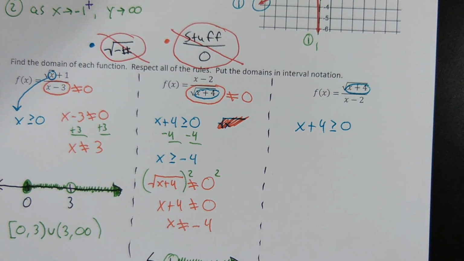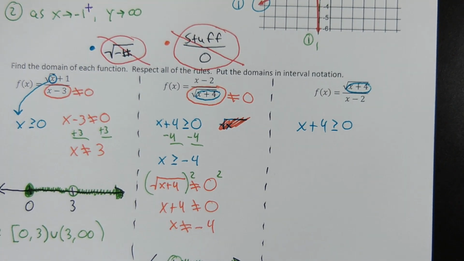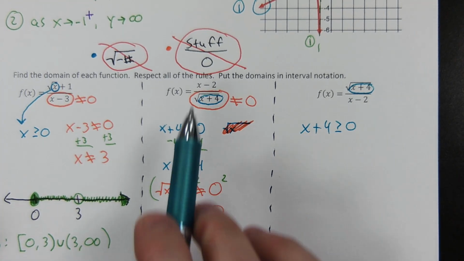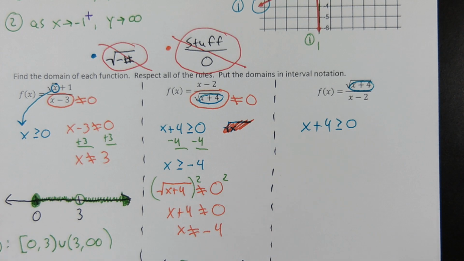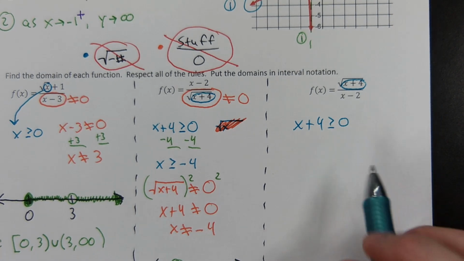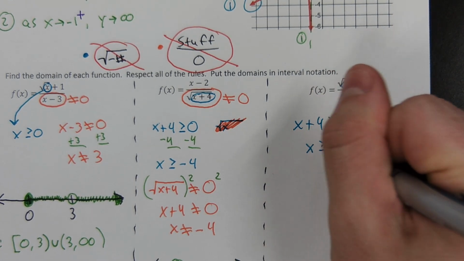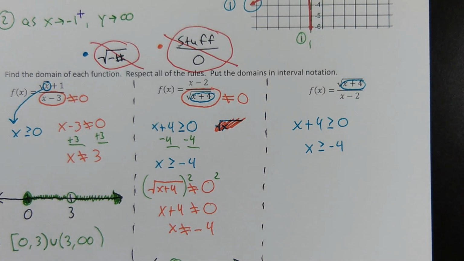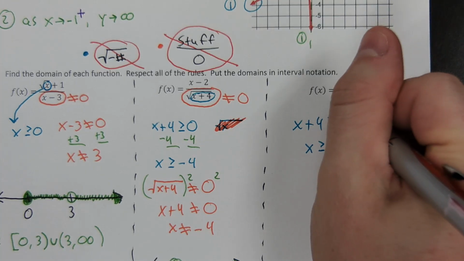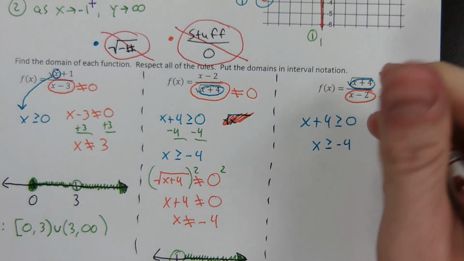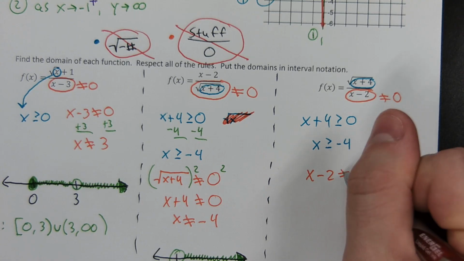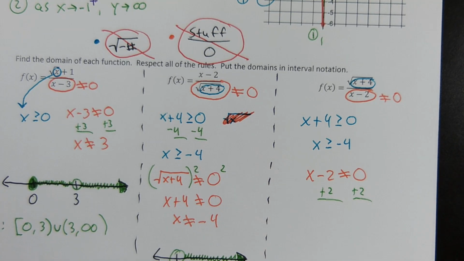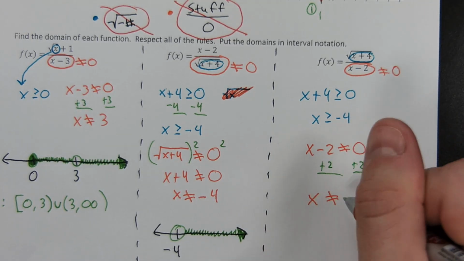Is it a problem if x plus 4 equals 0 this time? No, it's not. Why? Because it's the top of a fraction. There are no rules about the top of a fraction. Look, I can put any stuff up there I want. But if you subtract this 4 from both sides, you once again get x is greater than or equal to negative 4. We have to respect the fact that we have a fraction as well, and down here better not be equal to 0. So x minus 2 cannot be 0. If we add this 2 to both sides, what we get is that x cannot be 2.